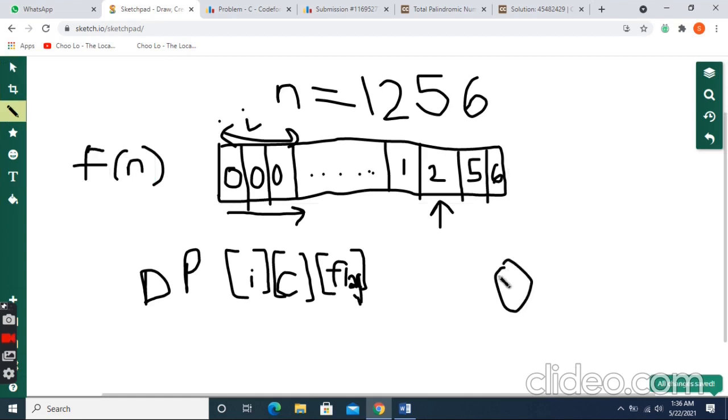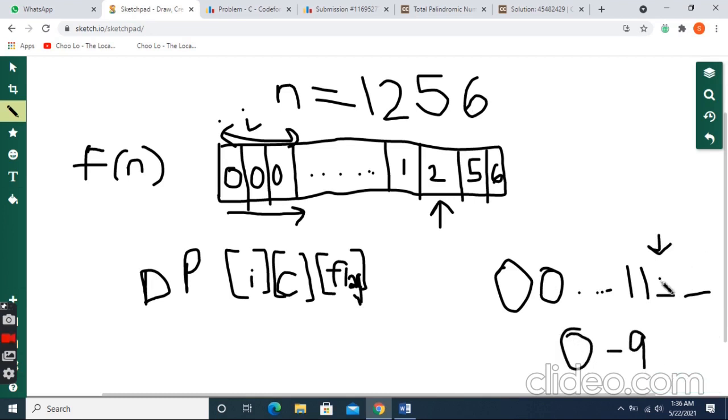Second case is, what if the number that I've built till now is 0 0 0 1 1 dash dash. So now this number till now, we can see that it is less than n, 1256, and this is just 1 1 dash dash. But now what is the range of my next digit that I have to fill here? Now you can see that I can fill any digit in the range 0 to 9. Why? Because even if I fill 9 here, which is the maximum, then this number 1199 will still remain less than my original number 1256.